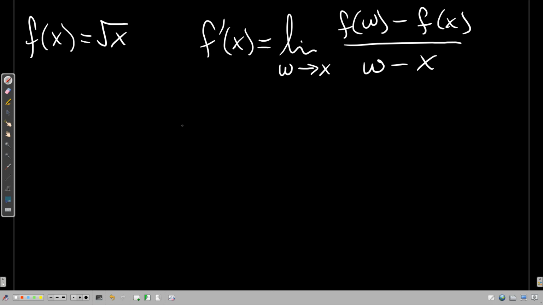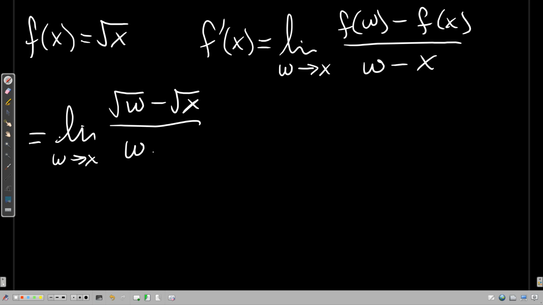And on quite a few problems, this version is easier to deal with because there's no composition of functions. There's no x plus h that I'm needing to substitute in. If you wanted to keep filling this thing out, then you just have that f prime of x would be equal to the limit as w goes to x of square root of w minus square root of x over w minus x.